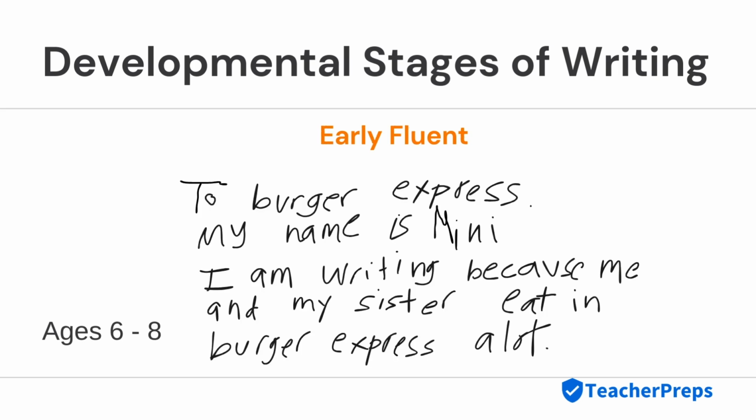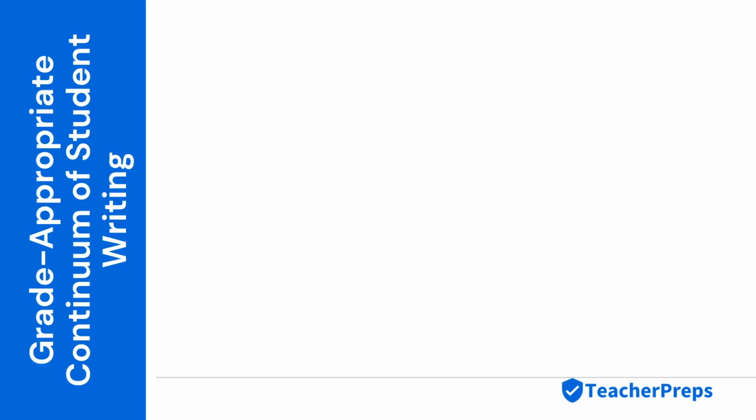Lastly, in the early fluent to fluent writing stage, children can write simple sentences and paragraphs with relatively correct spelling and punctuation. Children at this stage start using writing for various purposes, such as storytelling, as well as informational sharing, and also expressing their opinions, their experiences, and their beliefs. This often happens between the ages of 6 and 8.